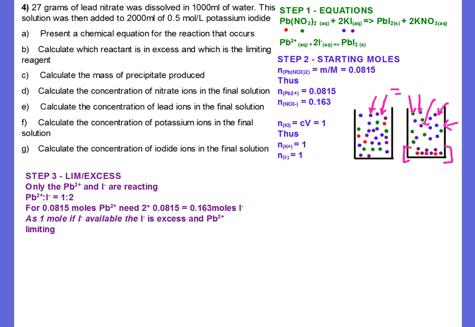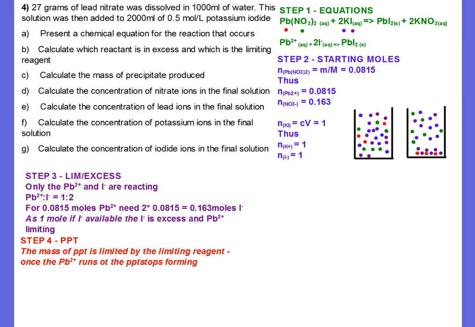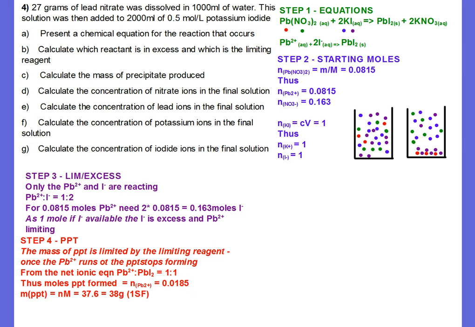But first of all, the question asks to find the mass of precipitate. Now the mass of precipitate over here we just said was limited by how much lead ions there were in solution, because once the lead ions run out, the precipitate stops forming. And looking at the net ionic equation here, it's clear that for every 1 mole of lead ions, we end up with 1 mole of precipitate, because it's a 1-to-1 ratio. And therefore, if we look at this next slide here, that means the number of moles of lead ions is 0.0185, and therefore that's the moles of precipitate. We can calculate the mass, just number of moles times molar mass, gives us about 38 grams of precipitate. On to the last section.